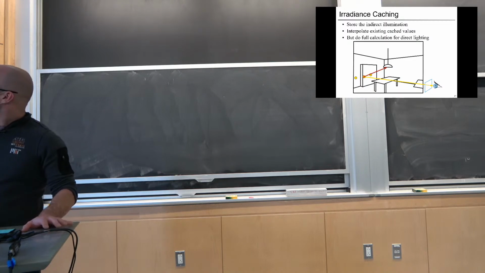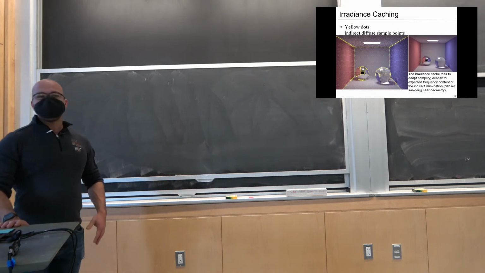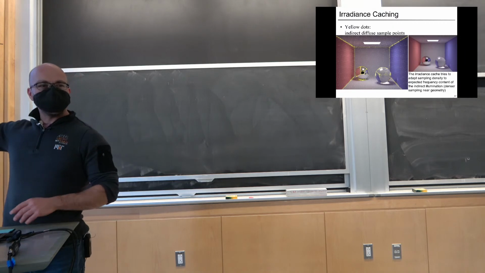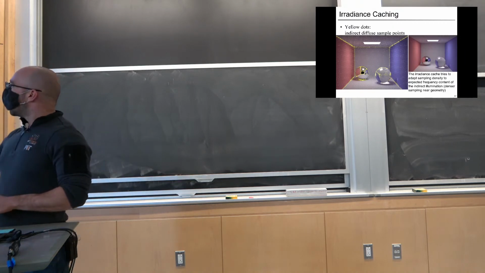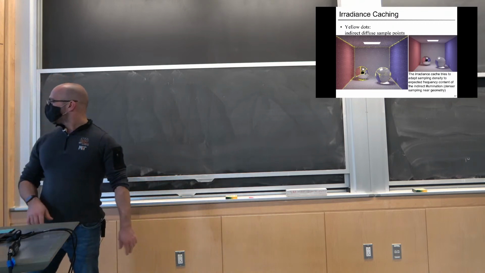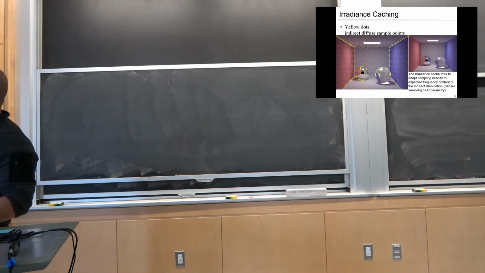So here's an image of what irradiance caching looks like. Here, the yellow pixels are pixels where we did the full-on path tracing indirect illumination calculation, and the other ones did not. This is a bit tricky to interpret, so here's one way to understand it.